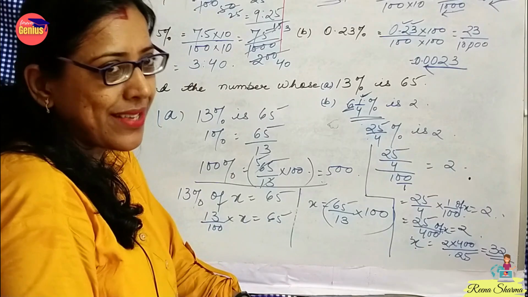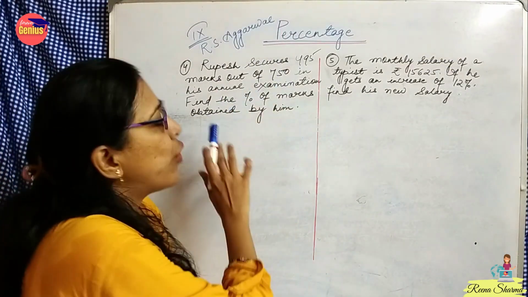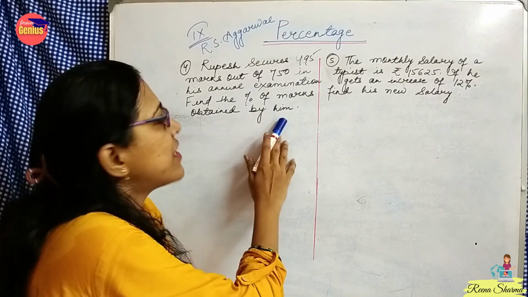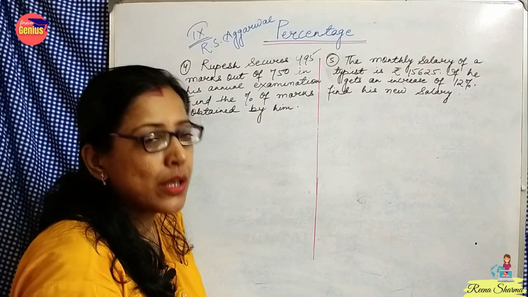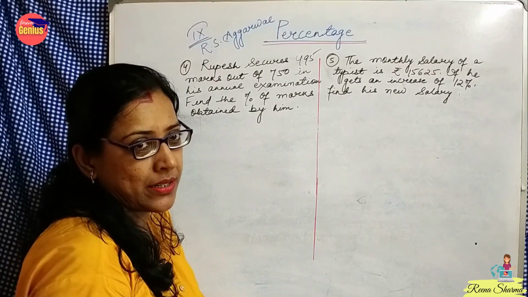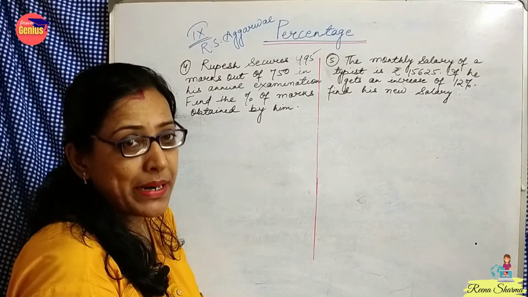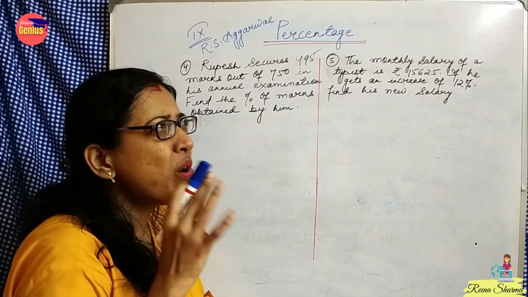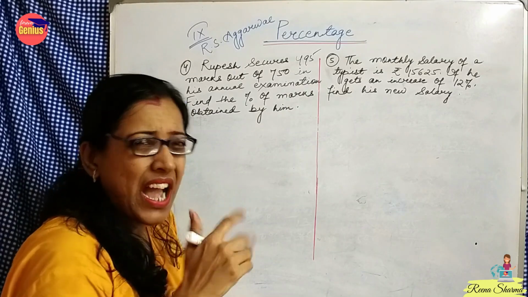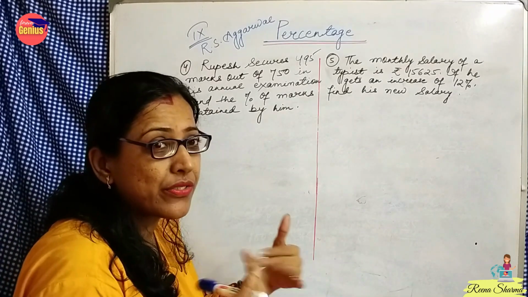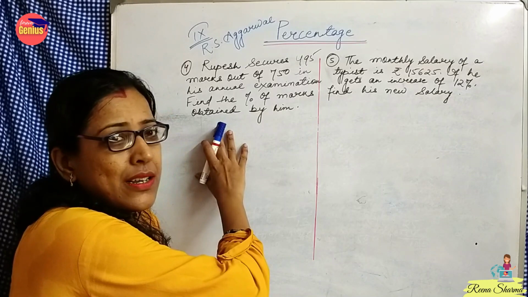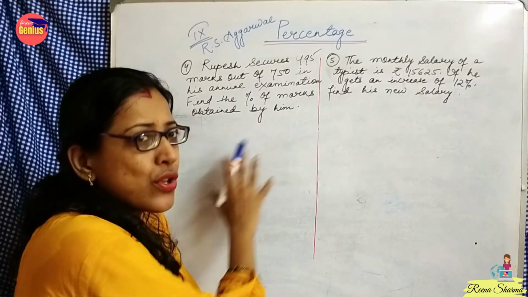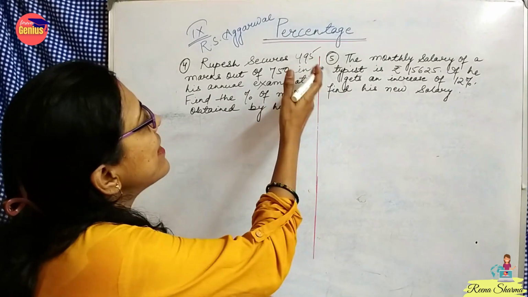Let's see some more examples. Rupesh secures 495 marks out of 715 in his annual examination. Find the percentage of marks obtained by him. Whenever we also give examination, we want to know what our percentage is and we calculate it also. But a lot of times we look at how the teacher calculated the percentage, how she has written it, and we are often confused. So this is the question which we practically deal with every time. So how to do it? So see, it is very simple.